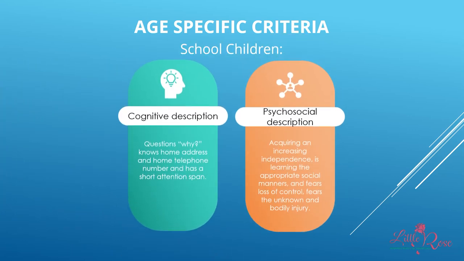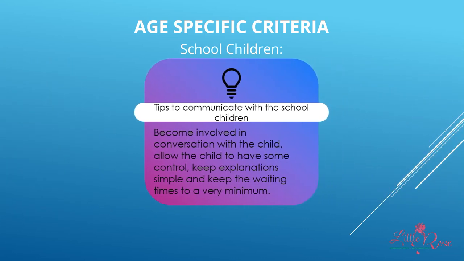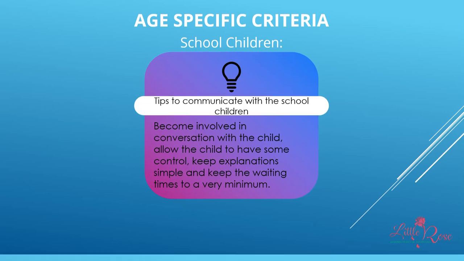School children. Cognitive description. Questions why, knows home address and home telephone number, and has a short attention span. Psychosocial description. Acquiring an increased independence, is learning appropriate social manners, and fears loss of control, fears the unknown, and bodily injury. Tips to communicate with school children. Become involved in conversation with children. Allow the child to have some control. Keep explanations simple and keep waiting times to a very minimum.